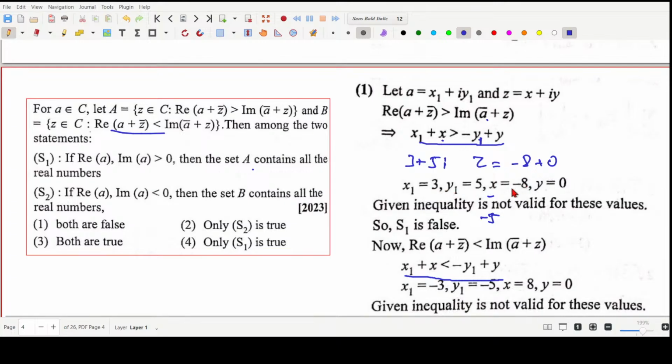x1 plus x, what will this become? 3 plus minus 8, which is equal to minus 5. Minus 5 is greater than y1 plus y. What is y1 plus y? It is minus y1. Minus 5 greater than minus 5, which is not possible, right? So you can choose any random one. What is it trying to say? Then there is a real number which is not falling in this.